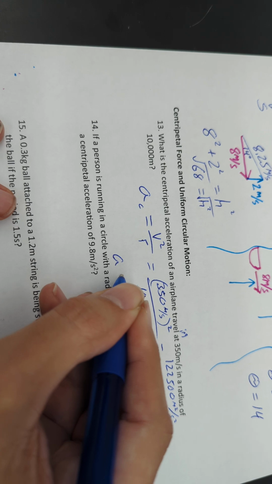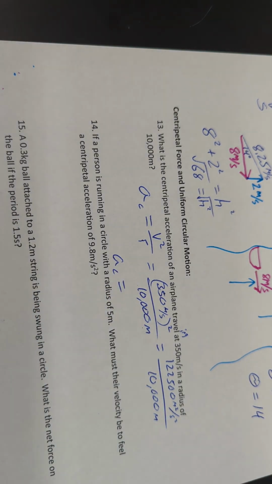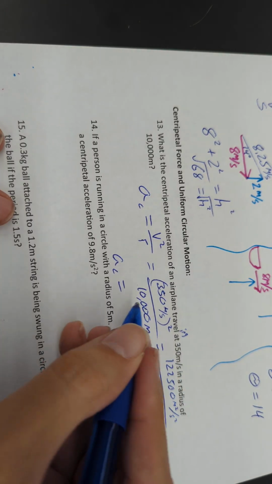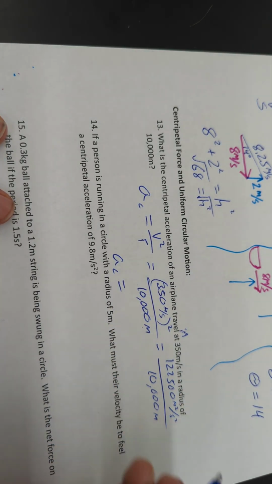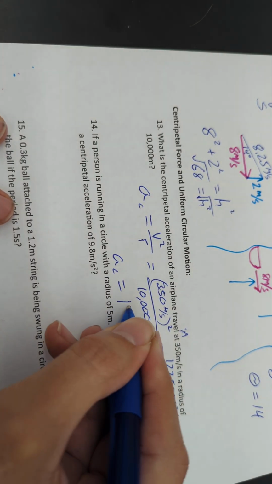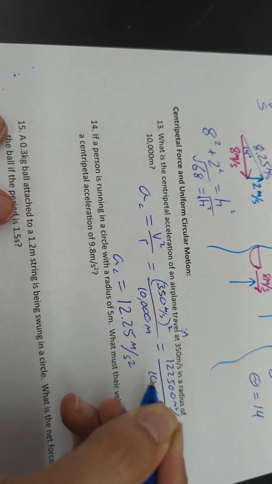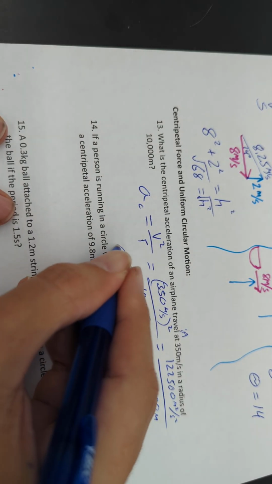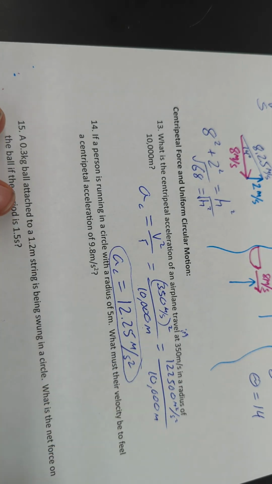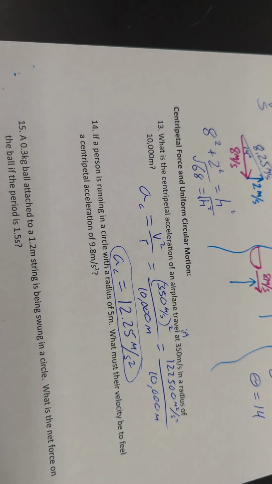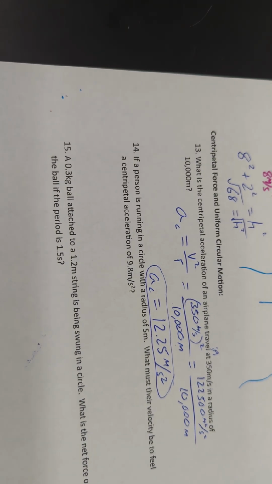And I'll just write the answer down here. The acceleration would be, it's pretty high, 12.25 meters per second squared. That airplane's pulling over 1G. That'd be a little bit uncomfortable for a full-sized commercial aircraft.